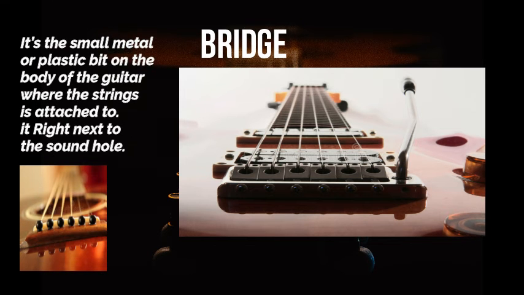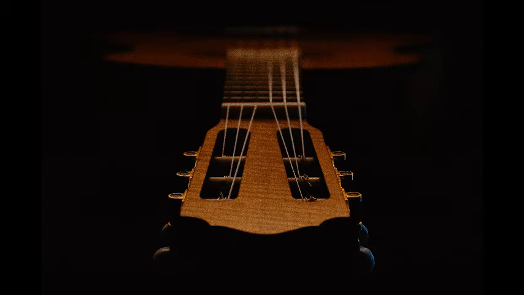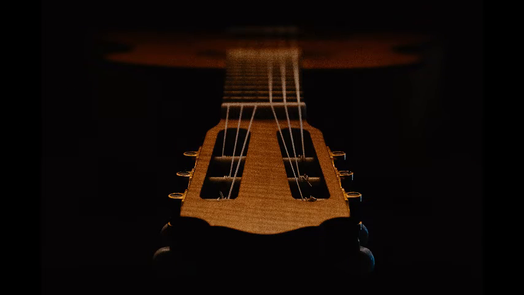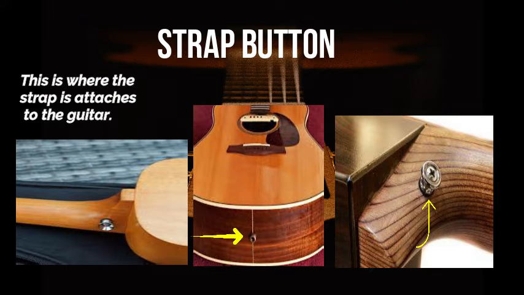The bridge. This is the small metal or plastic bit on the body of the guitar that the strings are attached to, right next to the sound hole. The sound hole. It projects sound from the vibration of the strings. The strap button. Where the strap attaches to the guitar.